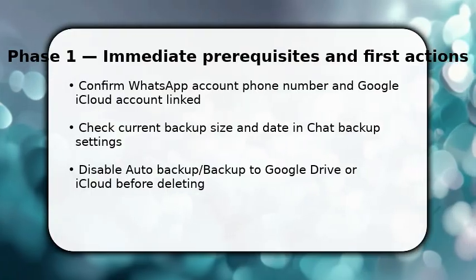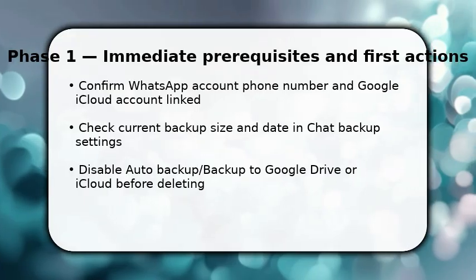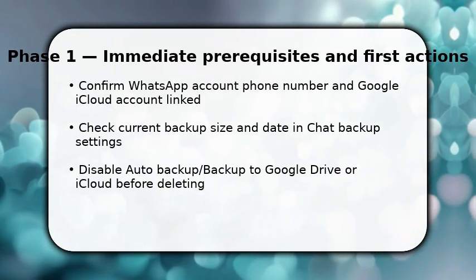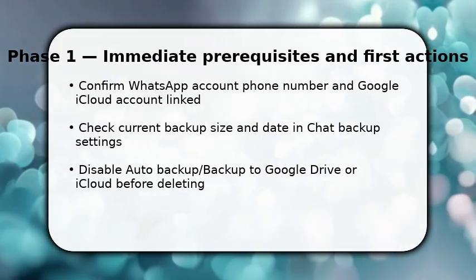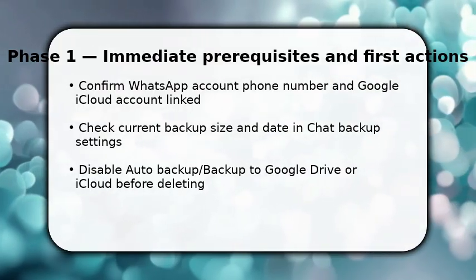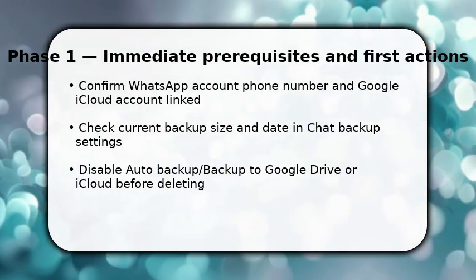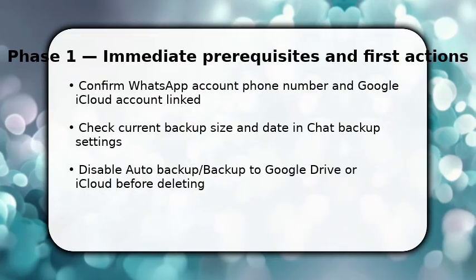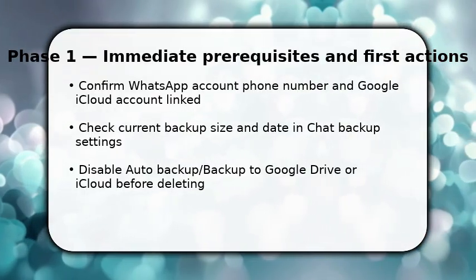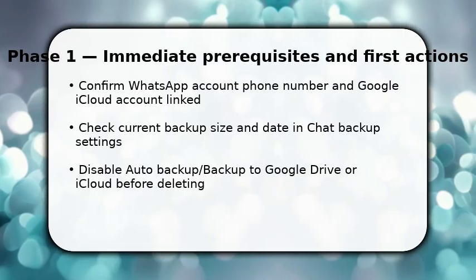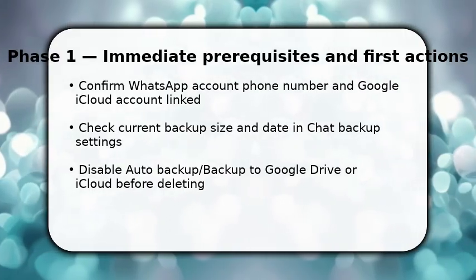You start by verifying account links and where backups live: Google Drive on Android, iCloud on iPhone. Once done, open WhatsApp Settings, Chats, Chat Backup. You need to pause automatic backups first, otherwise they may immediately recreate files. Make sure you note the backup size and date so you know what you're deleting. If you're on Android, also open the Google Drive app to confirm the WhatsApp backup entry exists.